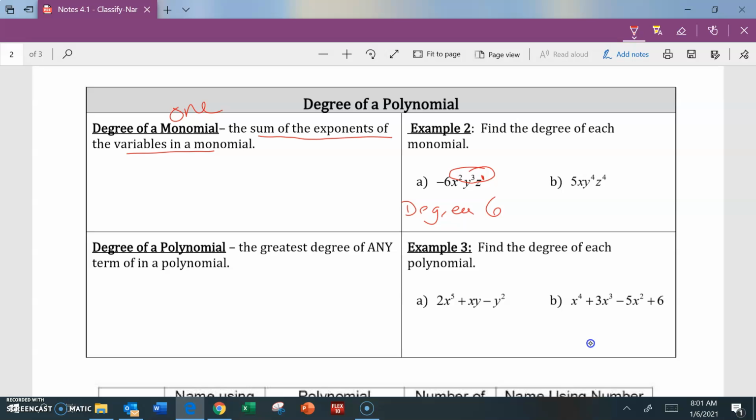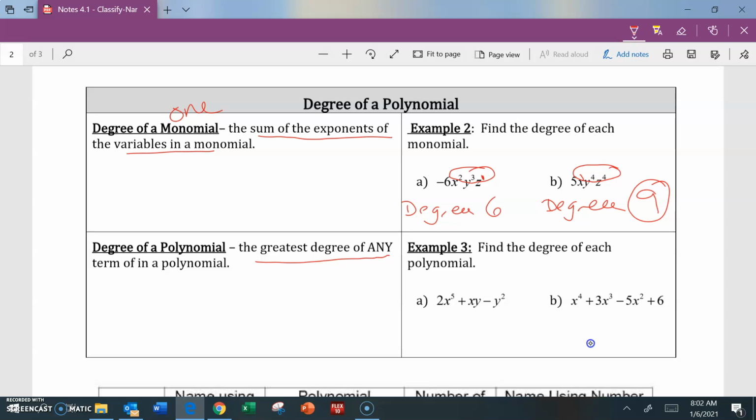For part B, the degree would be, we have 5x to the first, y to the fourth, z to the fourth. So if you add 1, 4, and 4, degree 9, okay? Now, the degree of a polynomial is a little bit different because you have more than one term. And so you don't just add up all the exponents that you see. You want the degree of the highest exponent on the variable.